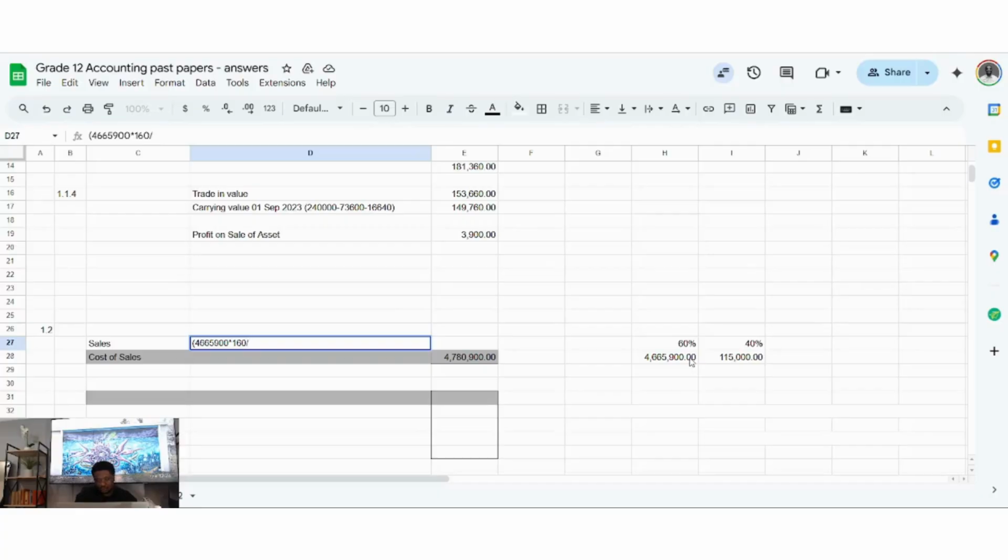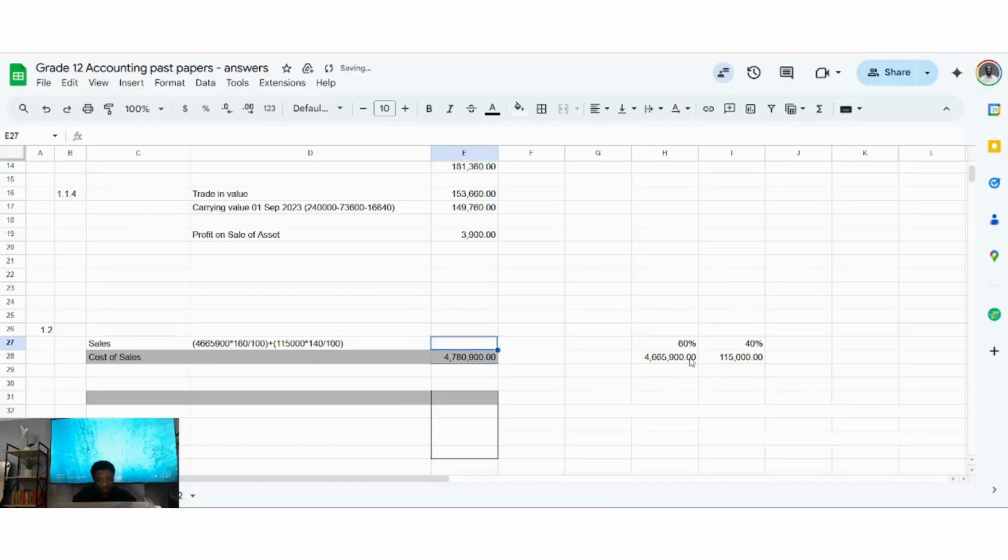So I'm going to say multiply it by 160 over 100, and then we're going to add the other sales, which is 115,000, but then these ones are going to be marked up at 140, so we're going to say 100 plus 40, which is 140 over 100, and then that would give us our sales. So the sales then work out to 7,626,441, and then let's remember that with the cost of sales, obviously we'll put that in brackets. So as we put that in brackets, we then would have a gross profit.